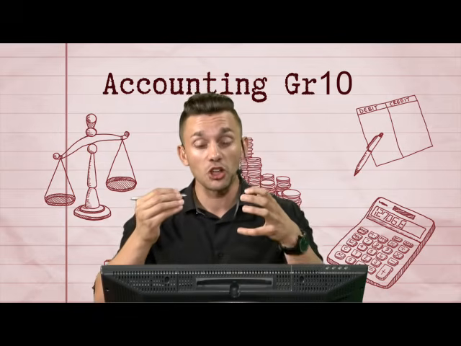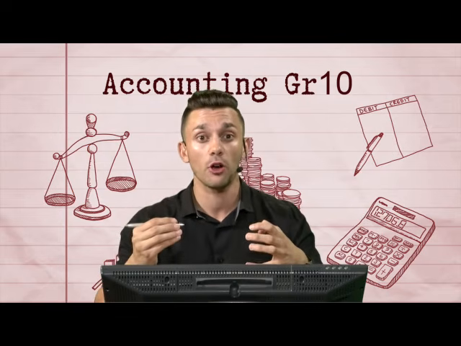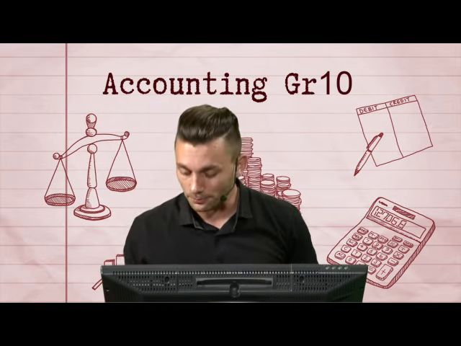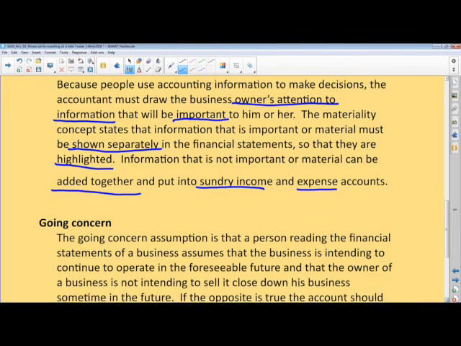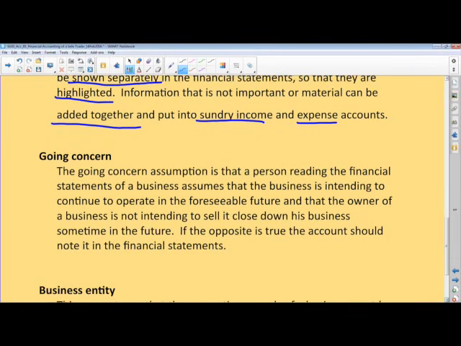Should I show certain things separately? Is it material for the owner or not? Let's move on. Our fifth GAAP principle today will be your going concern. So let's mark it as number 5.